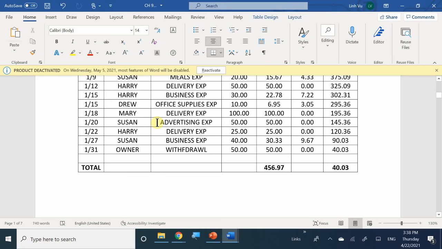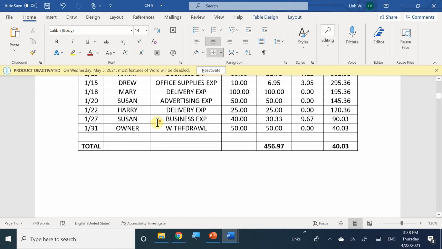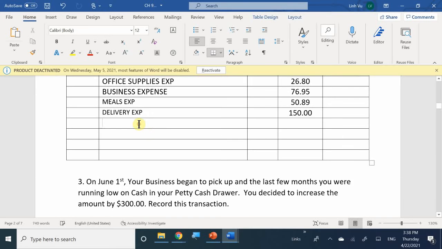Advertising. We got advertising expense. So someone decided to take money out to pay for the advertising. In this case, how much was the advertising expense? $50. So we have advertising expense, $50. Good.